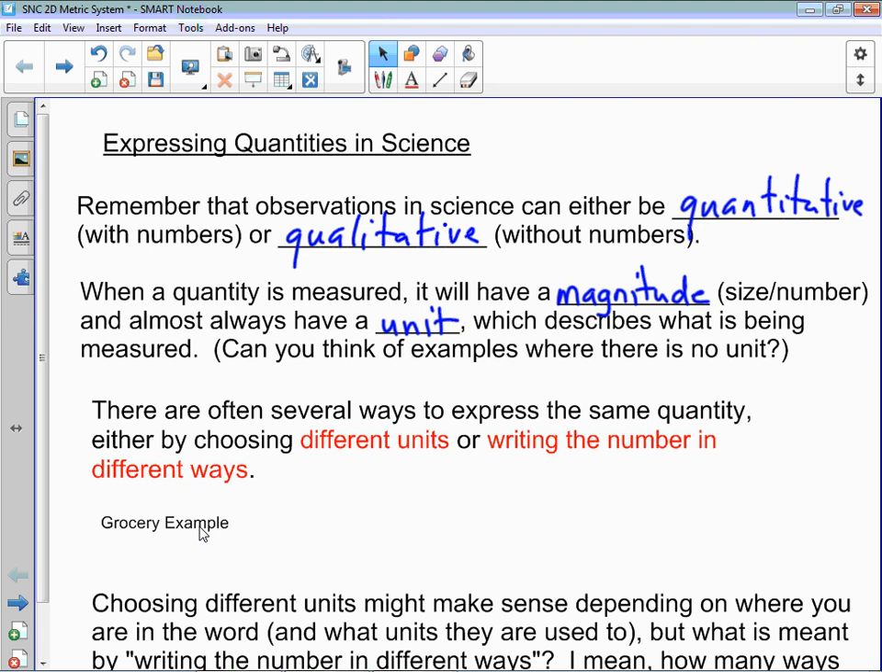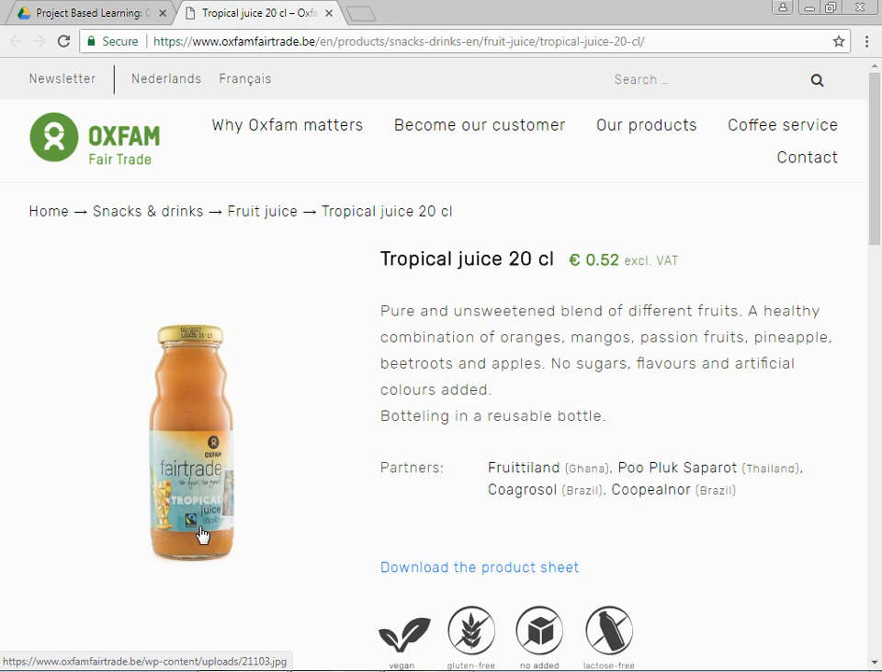And this is not necessarily the juice that I was buying. What kind of juice? It's a tropical juice. It's a blend of different fruits. Here's the thing that I wanted to point out, though. What's that? Centiliters. Right? We don't buy things in centiliters here. We buy them in milliliters.